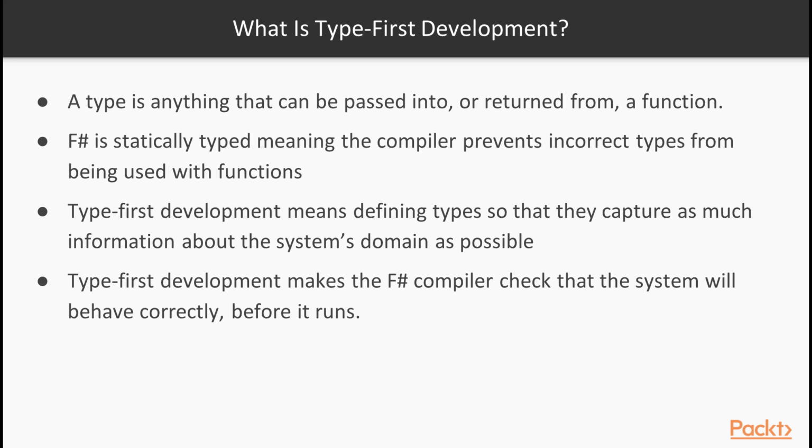You'll recall from previous videos that a type is anything that can be passed into or returned from a function. F# is a statically typed language, which means the F# compiler won't compile code if it detects that the code allows incorrect types to be passed into or returned from functions. So, type-first development is the practice of defining our types to capture as much information about the system's requirements and responsibilities as possible. That way, if we write code that could make the system behave incorrectly, the code won't compile, and we won't need to wait until runtime to find the error.